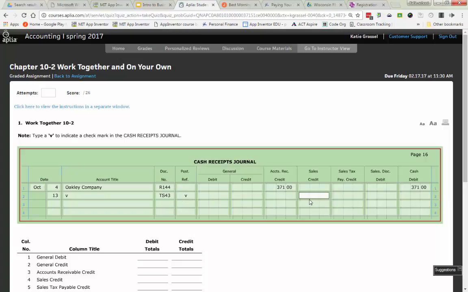So the amount that goes in sales is the $8,361.60. Sales tax is $501.70. Then I have $8,863.30 there.